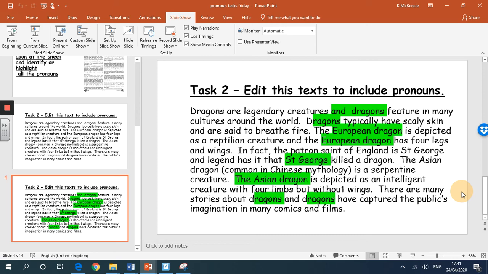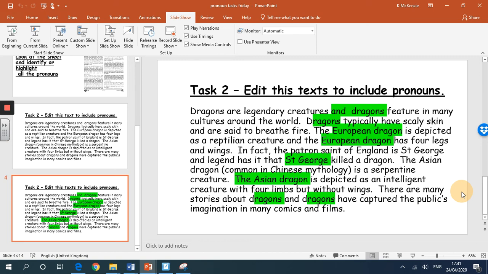Okay, last sentence is interesting. So I'm just going to read through the sentence as it is, and then we're going to decide what we're going to put. There are many stories about dragons, and dragons have captured the public's imagination in many comics and films.